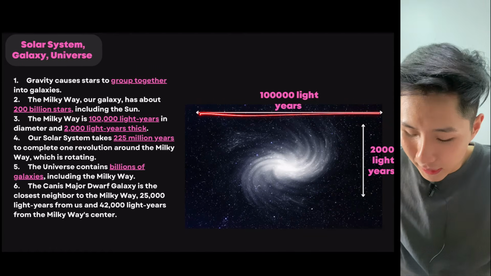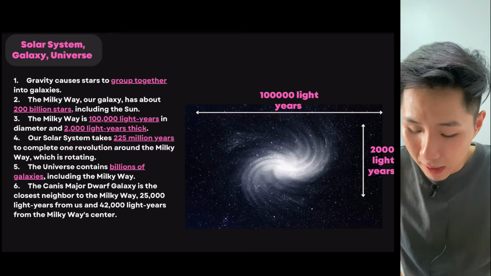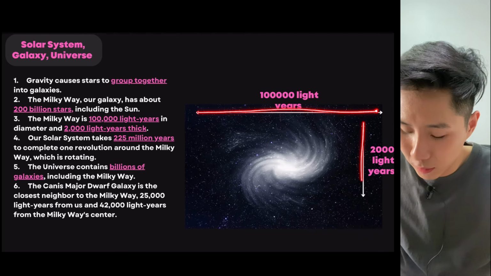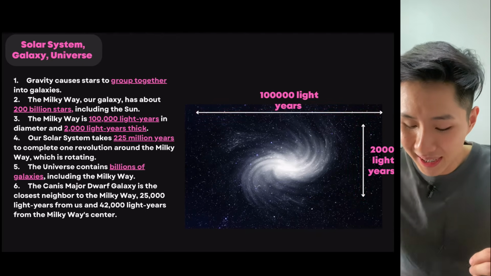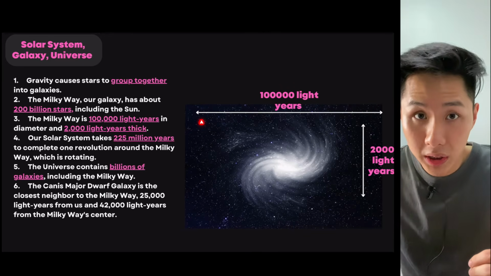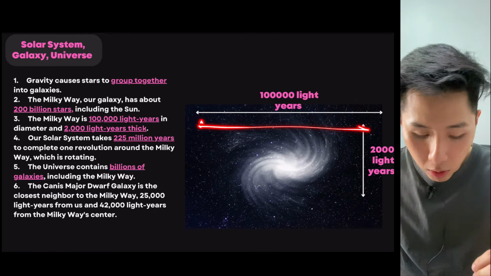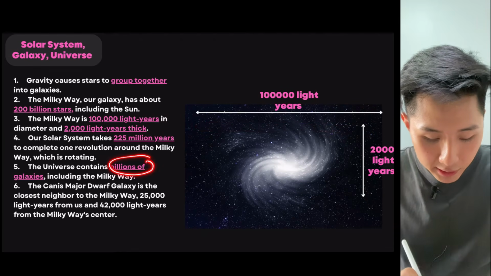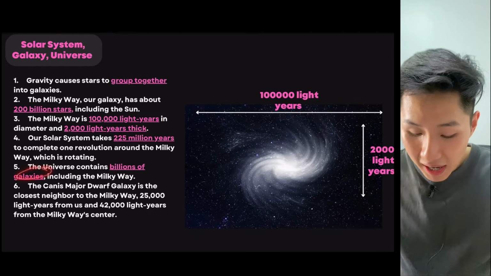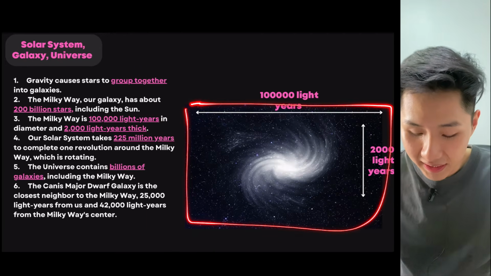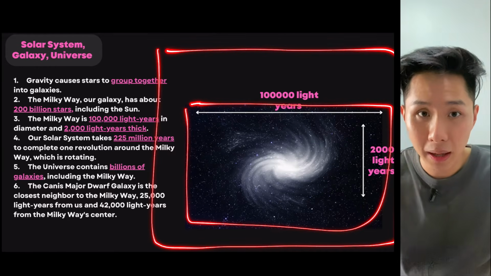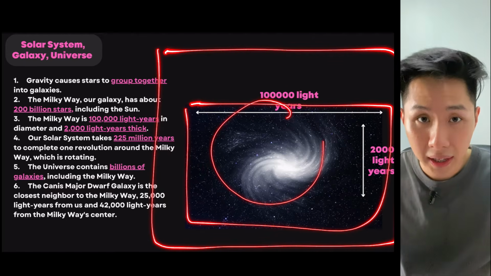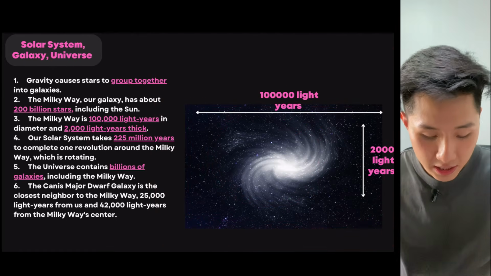And then I have selected this image here. The dimension is 100,000 light years wide and 22,000 light years long, meaning light needs 100,000 years to travel from one point all the way to the other. That's just to show how massive the Milky Way is. And the universe contains billions of galaxies. So this is the Milky Way, but then there's an outer layer here that contains billions of galaxies like the Milky Way. So just imagine how big the universe is.